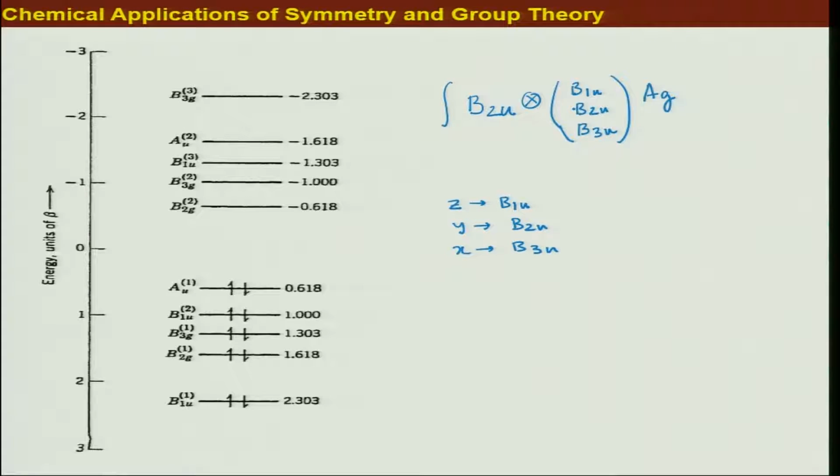So here you can cross check what will happen if you multiply B2U and B1U. If you look at the character table, you will see that B2U and B1U will not yield AG upon direct product. And what about B2U and B3U? That is also not going to give you the totally symmetric IR. So only one transition is allowed overall, and it is allowed in the y direction. Why? Because this B2U has y as its basis. So this particular transition will be y polarized.